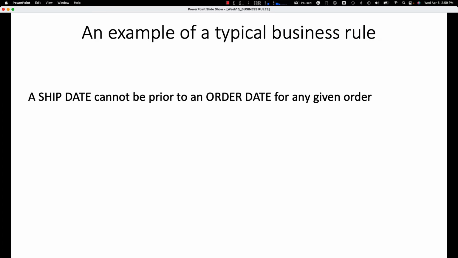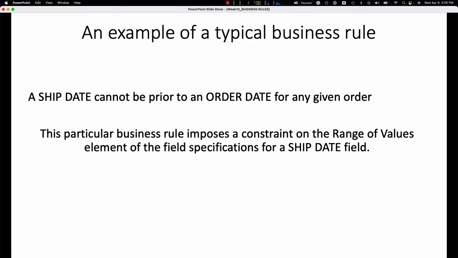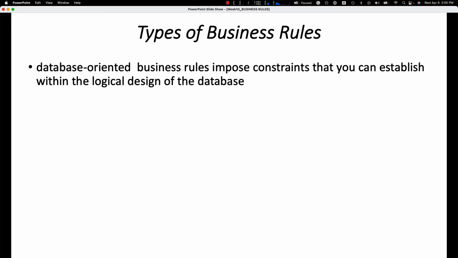An example of a typical business rule: a ship date cannot be prior to the order date for any given order. Now that seems reasonable, but unless you put it down, you may forget to code it. This particular business rule imposes a constraint on the range of values and the element of the field specifications of the ship date field, but it's based on the order date field.